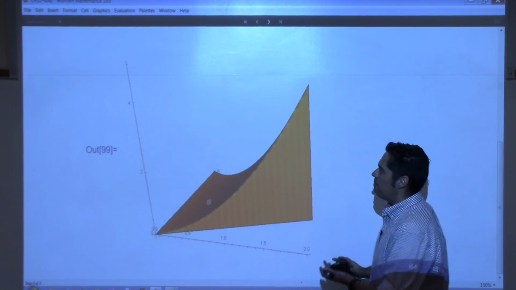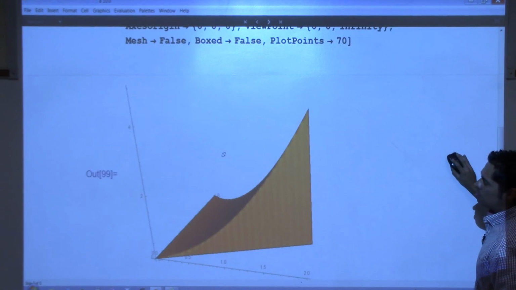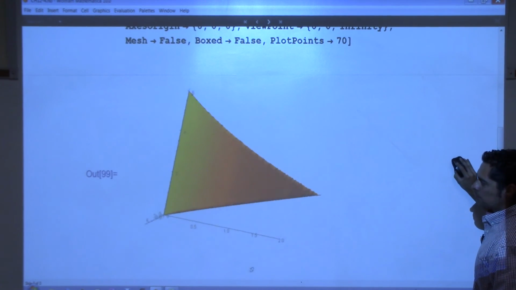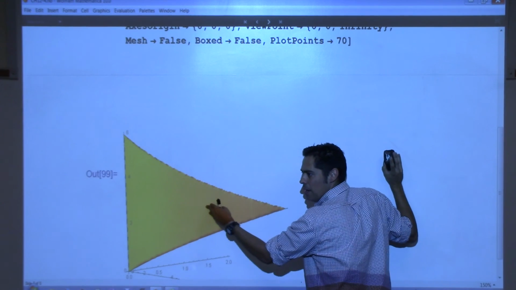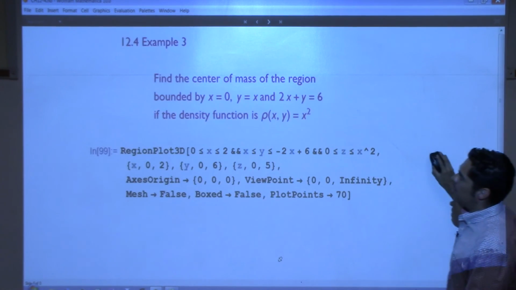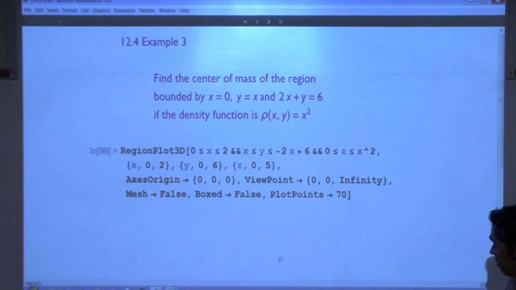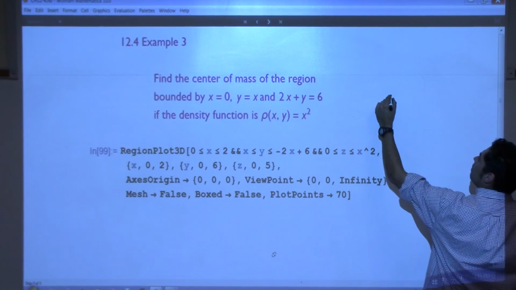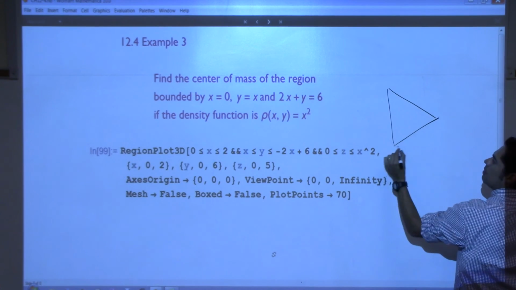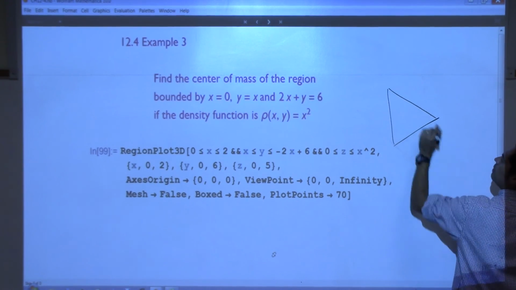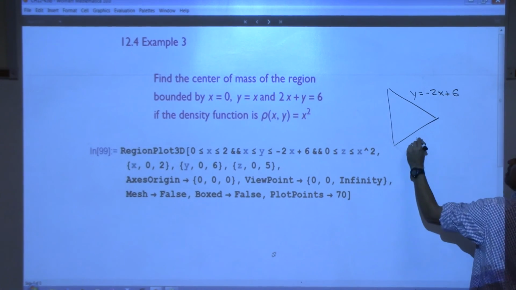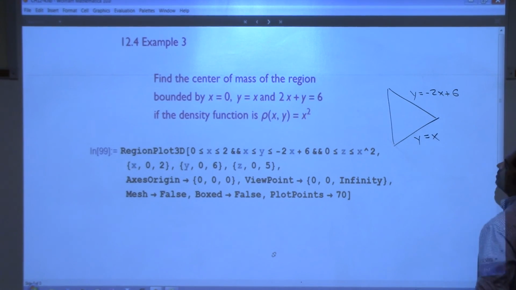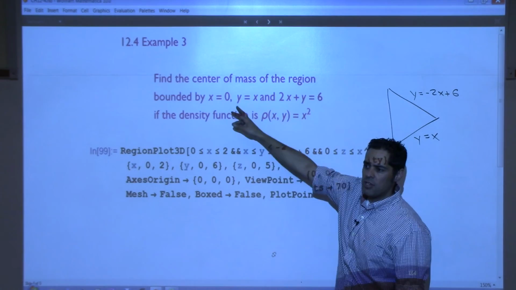It's not going to be right in the middle. It should definitely not be right there. It should be this way. So to do it, I only have a few minutes. This was y equals negative 2x plus 6, and this is y equals x. So if you were to draw this region out, that's what you would get.